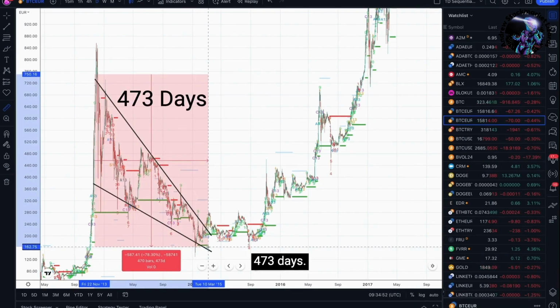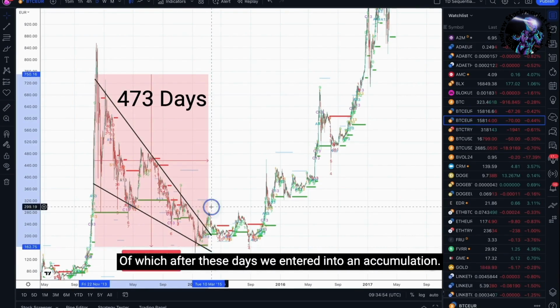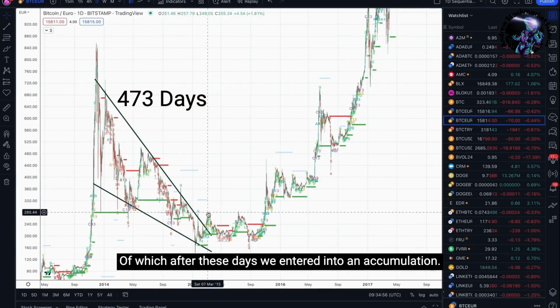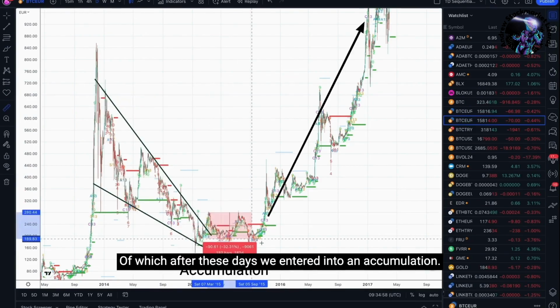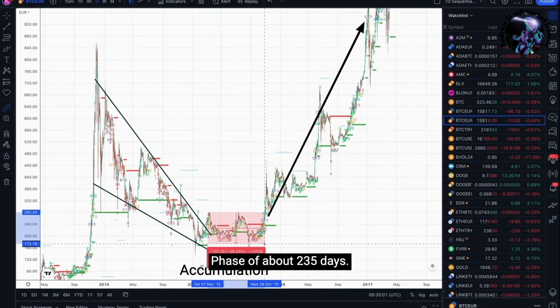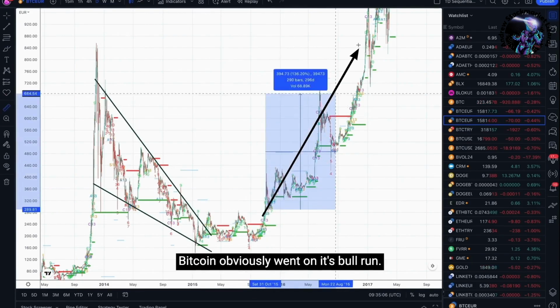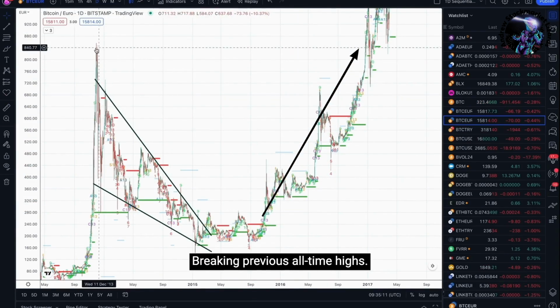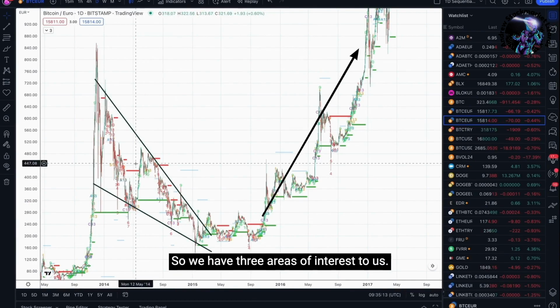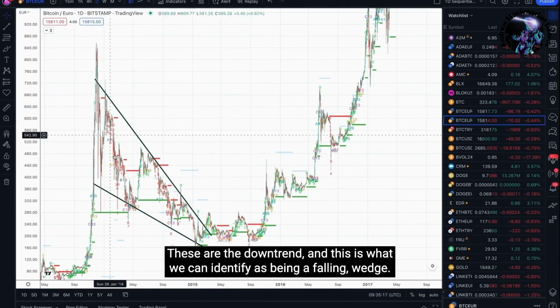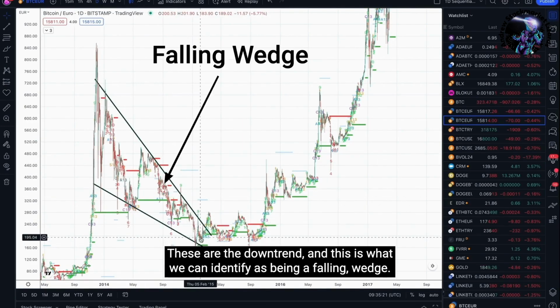473 days, of which after these days, we entered into an accumulation phase of about 235 days. And after that, Bitcoin obviously went on its bull run, breaking previous all-time highs. So we have 3 areas of interest to us. These are downtrend, and this is what we can identify as being a falling wedge.